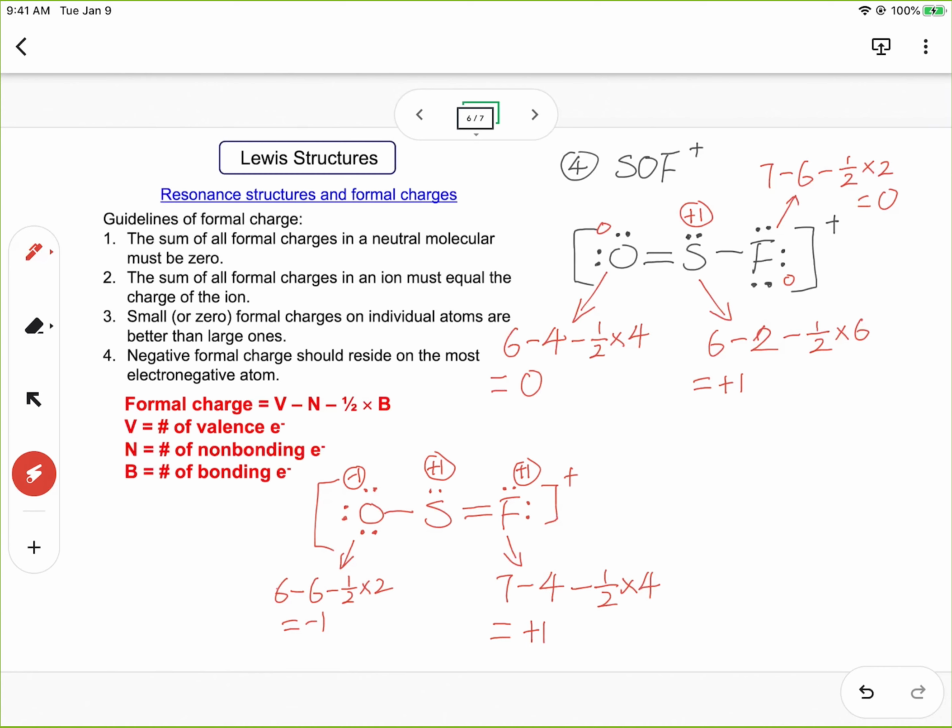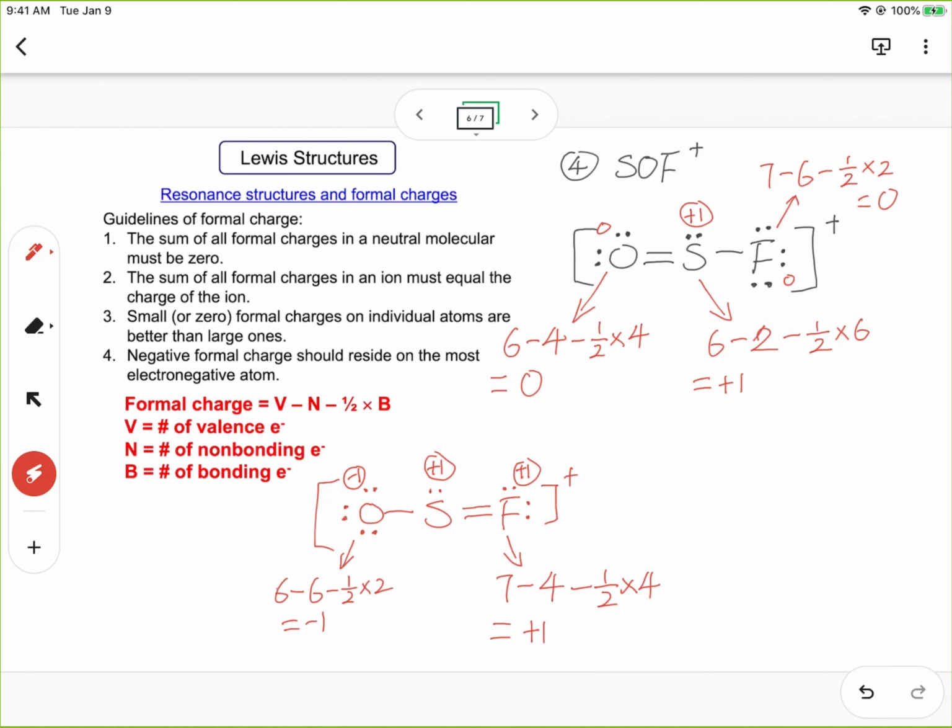So in theory, this is also a valid structure, but if you compare the two structures here, this one has 2 zeros, and this one has no 0, okay? According to rule number 3, smaller formal charge would be preferred. So that's why we say that this one is not going to be very stable, even if it does exist, okay? The contribution of this structure to the real structure of this cation is negligible because it's not stable anyway. This one has a dominant contribution to the real structure.